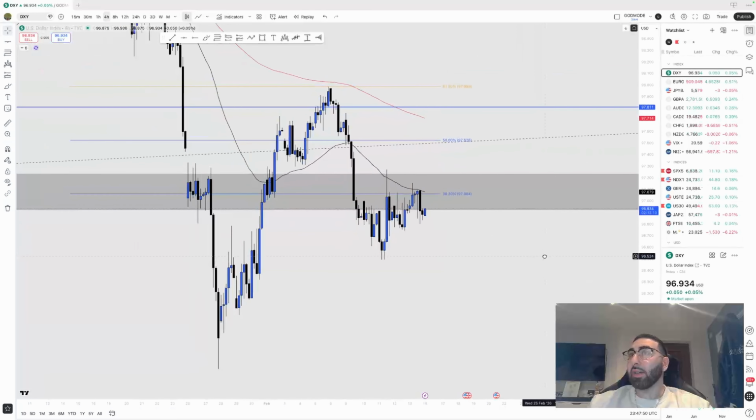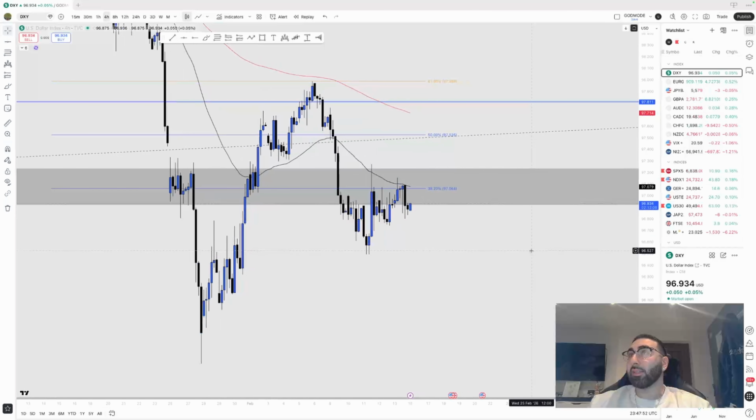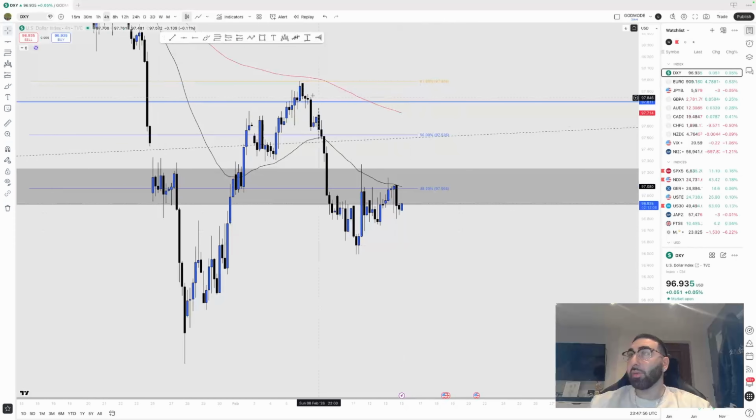Main thing which I'd like to be looking for this week is US dollar shorts. So again, as we're rejecting this 4-hour 50 here, a break below this area, so a strong 4-hour close below this area here.